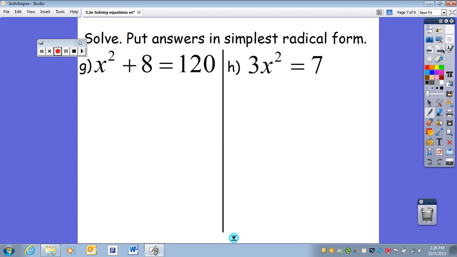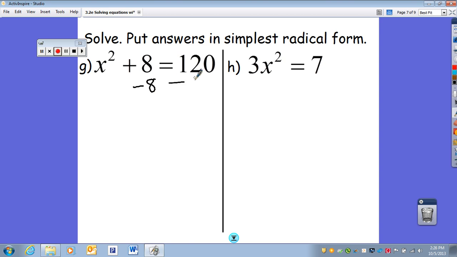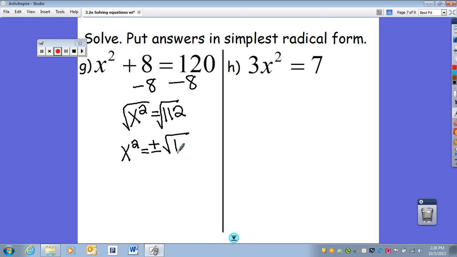In our next example, we have x squared plus 8 is equal to 120. So we're going to subtract 8 from both sides. So we have x squared is equal to 112. And then we're going to take the square root of both sides. So we have x is equal to plus or minus the square root of 112. But we want to be sure that we do a factor tree.